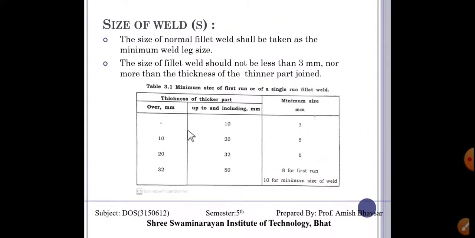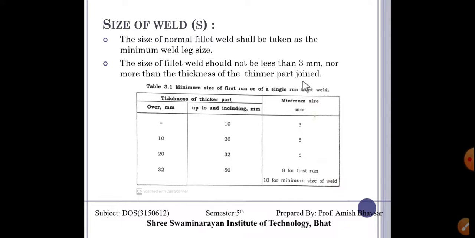Now for the welding we have to have a clear idea about the size of welding. It is the most important thing for resisting the force that can be resisted by welding. So the size of a normal fillet weld shall be taken as the minimum welding leg size. The size of fillet weld should not be less than 3 mm nor more than the thickness of the thinner part.